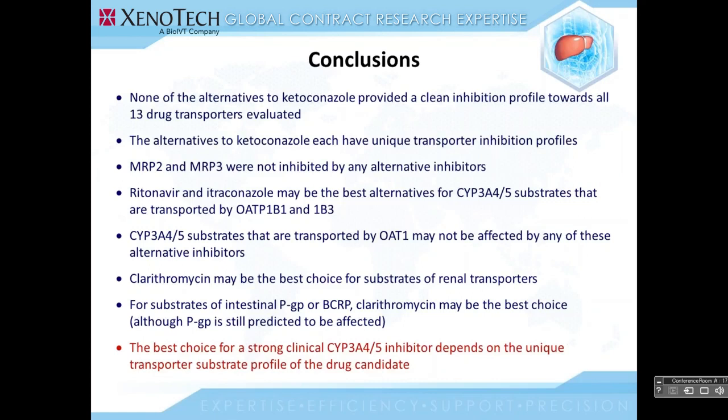It's also important to keep in mind that a typical drug clearance study for CYP3A doesn't usually take into account other clearance mechanisms. They're considered minimal unless they're reported otherwise. But it's important to know the PK of your drug, the pharmacokinetic parameters of your drug, and if drug transport plays a role, which may affect the outcome not only of drug metabolism but also of drug clearance. So overall, we state that the best choice for a strong clinical CYP3A inhibitor depends really on the unique transporter substrate profile of the drug candidate.